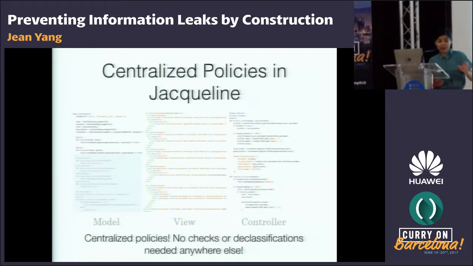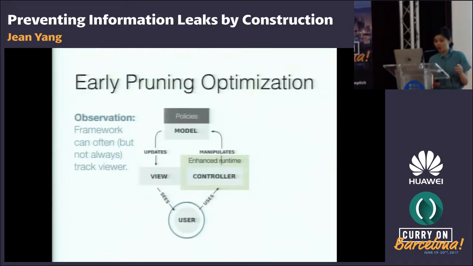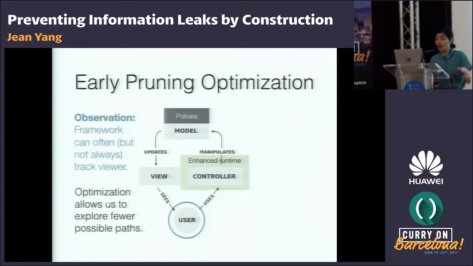And I said before that the framework can now keep track of who your viewer is, and this allows us to do a very key optimization, which is we can make the observation that the framework can often, but not always, track the viewer. And so this allows us to explore fewer paths. So you can speculate that the session user is probably going to be who's viewing it, and you don't actually have to do this multi-execution. You can just throw away your executions, and in the case where you're doing something like send email to everyone in my guest list, then you can go back and do the expensive thing.